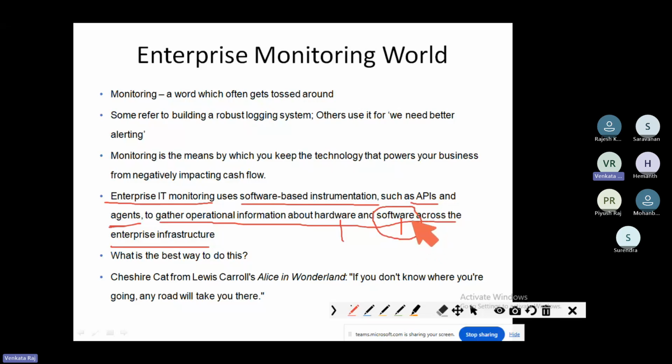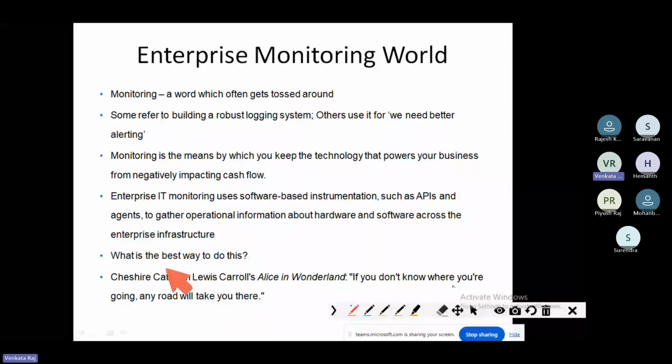Very good. Or I can say my application is the application which is deployed. Yes or no? The application which is deployed, that is my software. And hardware, as you rightly mentioned, is my infrastructure on which my application is deployed. Are you getting me? So that is my hardware and software. Yes or no, everyone? Across my enterprise infrastructure.